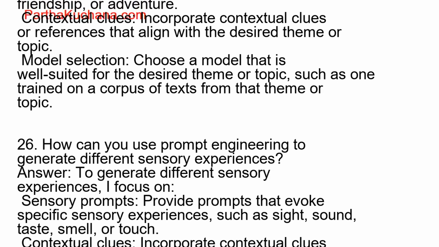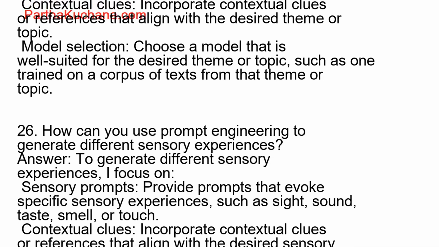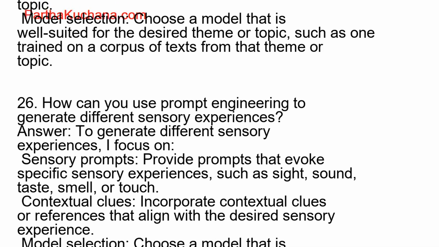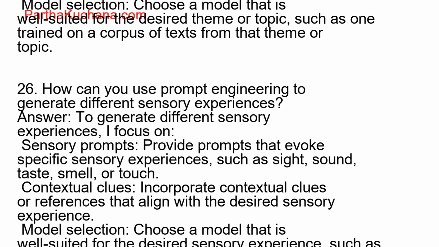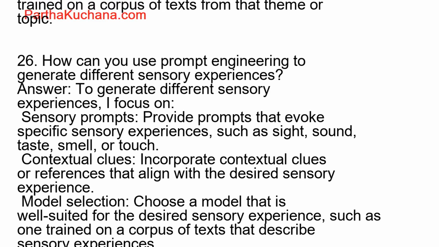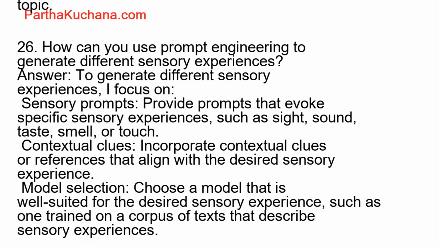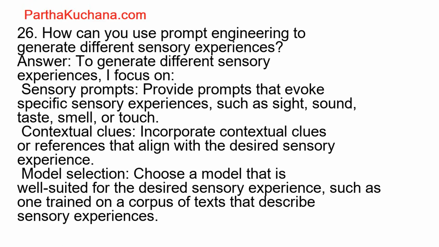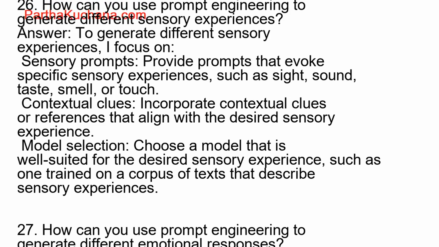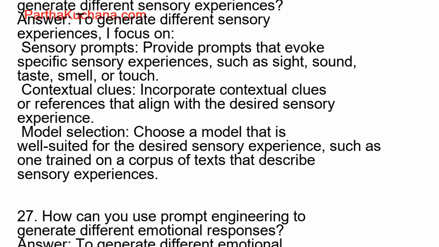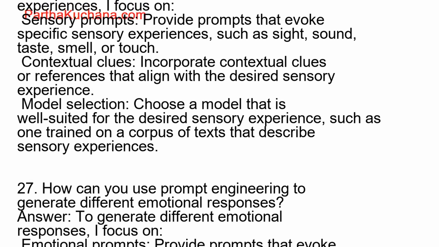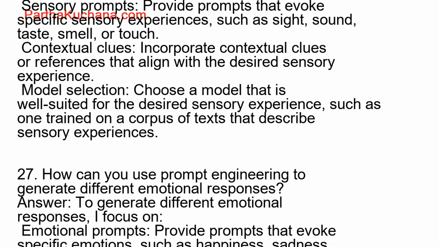27. How can you use prompt engineering to generate different emotional responses? Answer. To generate different emotional responses, I focus on emotional prompts. Provide prompts that evoke specific emotions, such as happiness, sadness, anger, or fear. Contextual clues. Incorporate contextual clues or references that align with the desired emotional response. Model selection. Choose a model that is well suited for the desired emotional response, such as one trained on a corpus of texts that evoke that emotion.